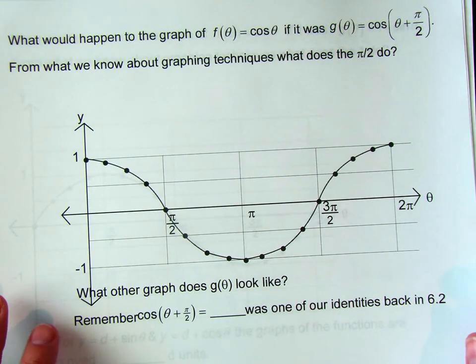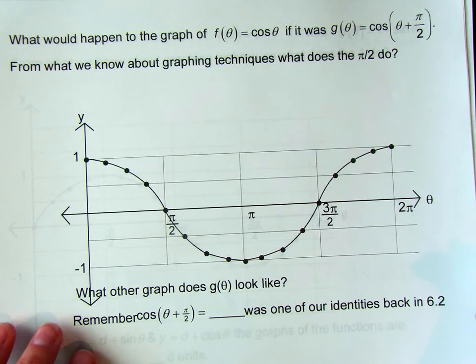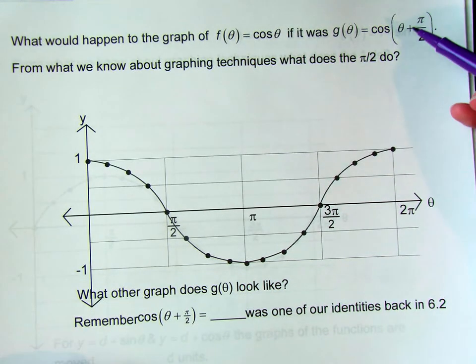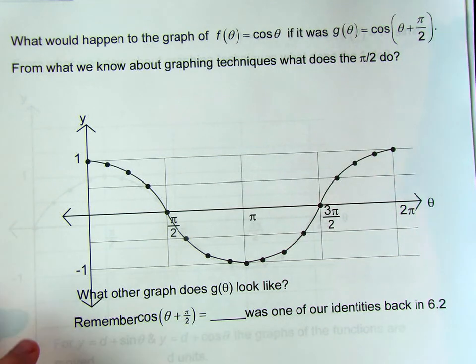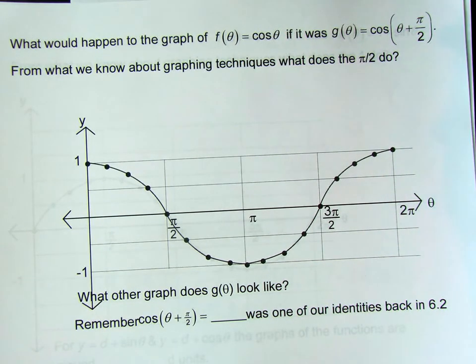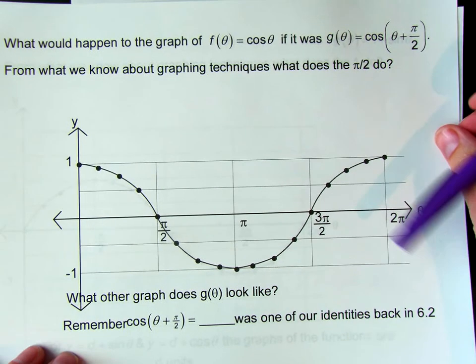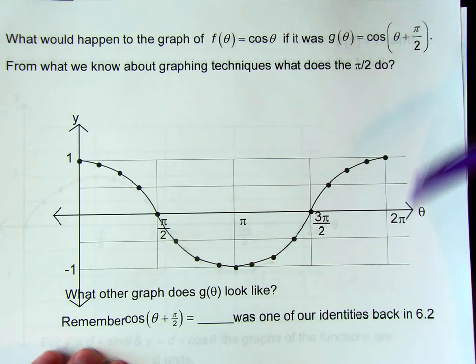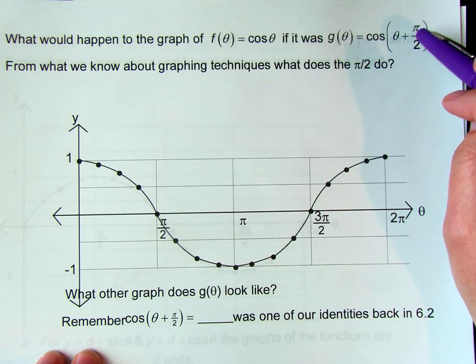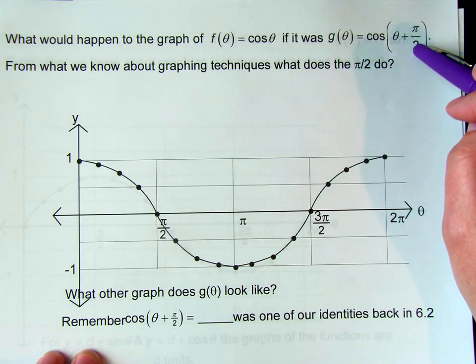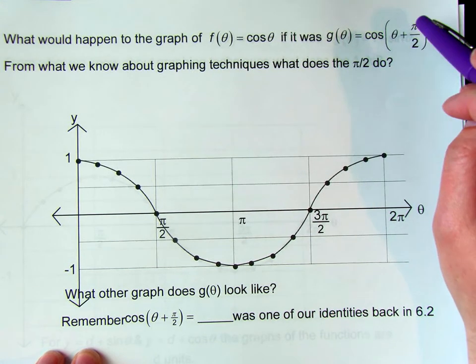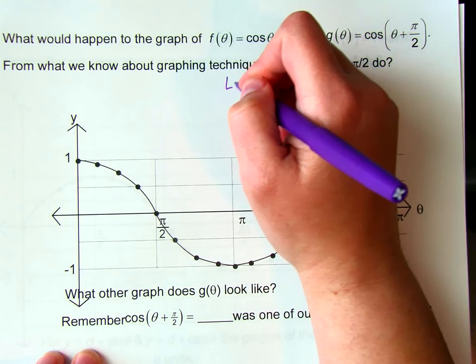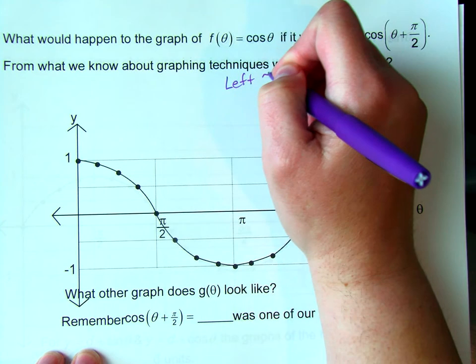What would happen to the graph of f of theta equals cosine theta if g of theta was cosine of theta plus pi over 2? In other words, what does this plus pi over 2 do? It is on the inside, so that affects the graph horizontally, which means inside is inverse. It looks like a right, but we need to inverse that, so we go left pi over 2.